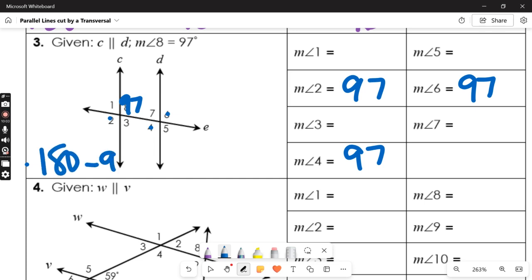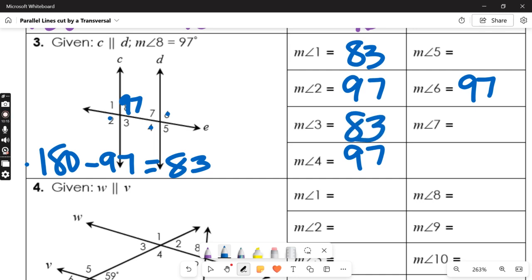I'm going to do 180 minus 97, which would be 83. So angle 1 is 83. Vertical to that, angle 3 is 83. Corresponding to angle 1, angle 7 is 83. And then vertical to that, angle 5 is 83.